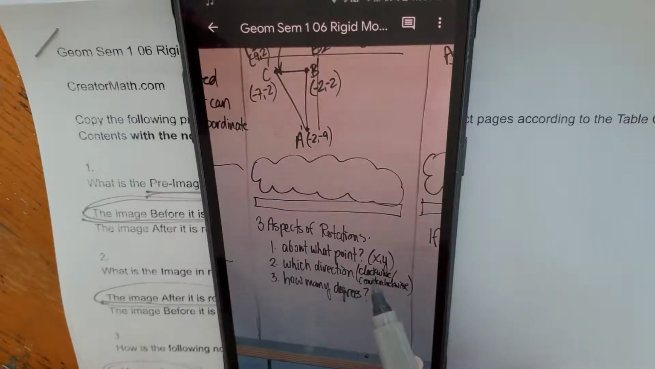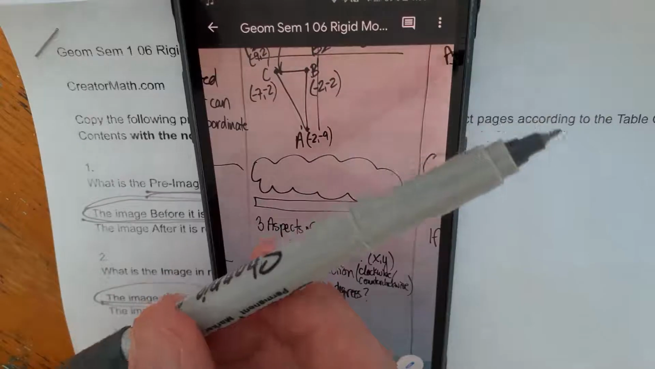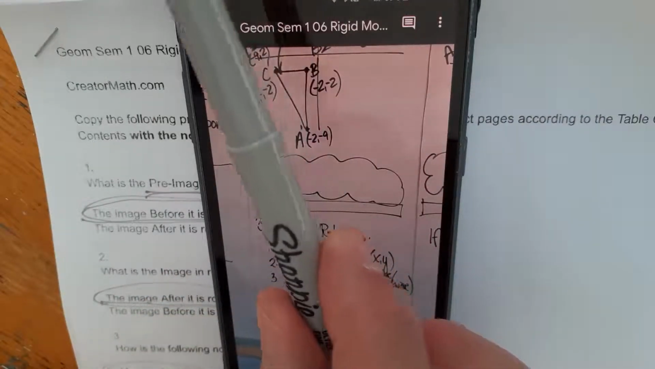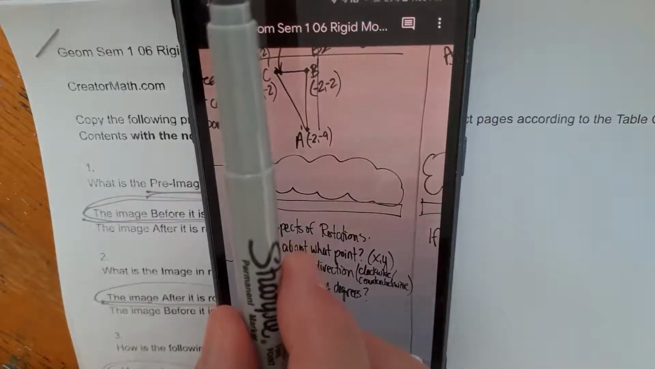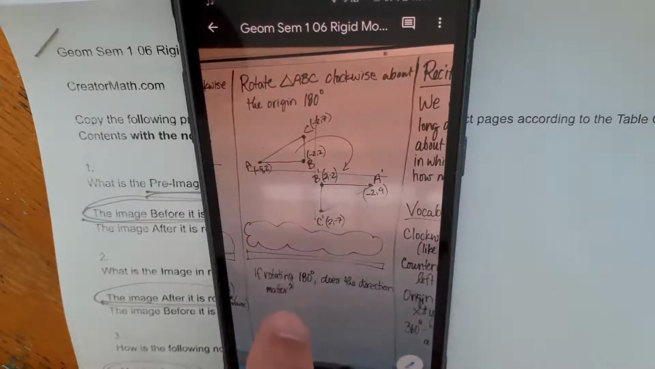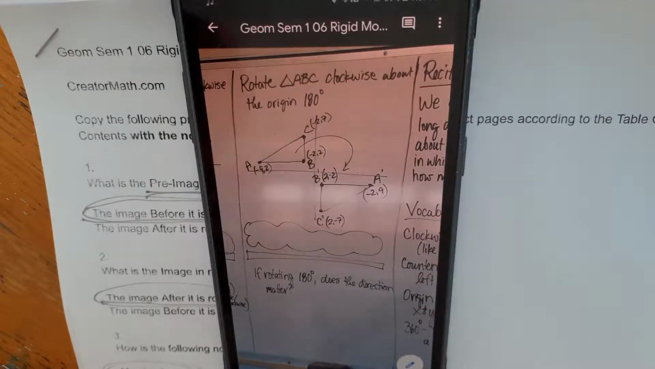So which direction? Is it clockwise or counterclockwise? Remember an old school clock, the hands turn to the right like this, right? That's clockwise. Counterclockwise would be the opposite direction, turning this way. So I call clockwise turning to the right and counterclockwise turning to the left. I hope that works for you. How many degrees we want to know? Usually it's 90, 180, 270, or I guess we could do 360 if we wanted to just sort of play with it a little bit.